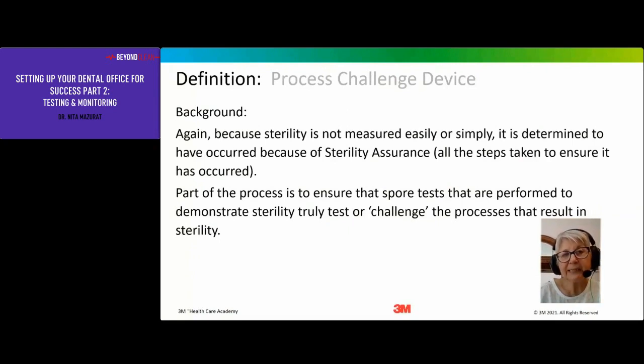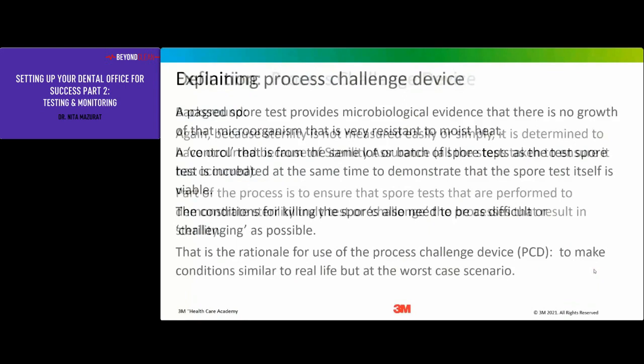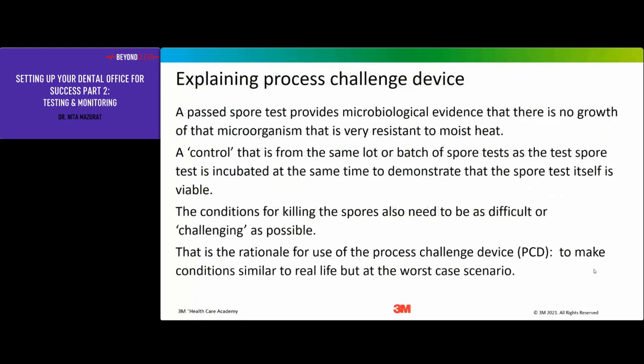Okay, for our load test and release, let's talk about process challenge device. Because sterility is not measured easily or simply, we trust the process. It's determined because of sterility assurance. All the steps have been taken to ensure it has occurred. Part of that process is to ensure that spore tests that are performed to demonstrate sterility truly test or challenge the processes that result in sterility.